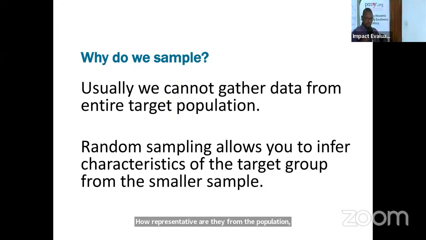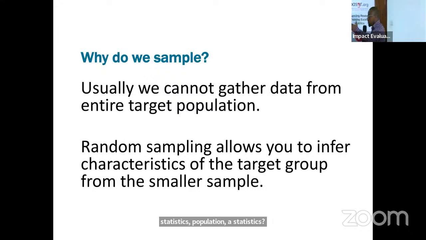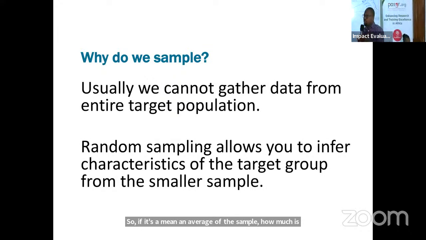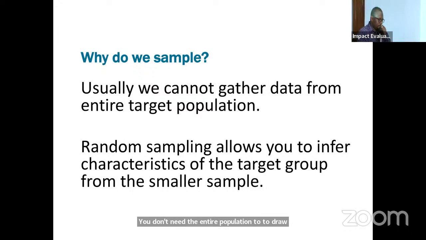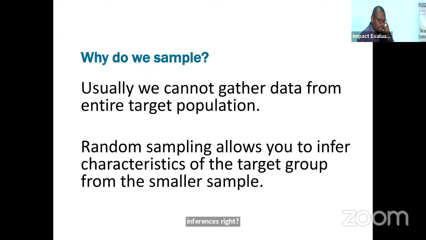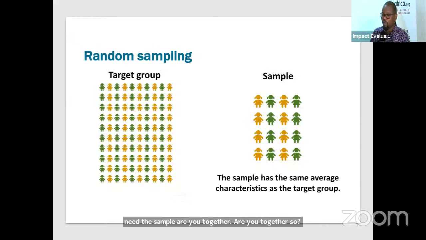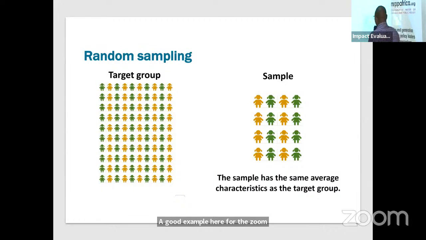Statistics. If it's a mean, an average of the sample, how much is it differing from the average of the population? If they're close to each other, you don't need the entire population to draw inferences, right? You need the sample. Are we together? So a good example here, for those who are math allergic, this is the target group.